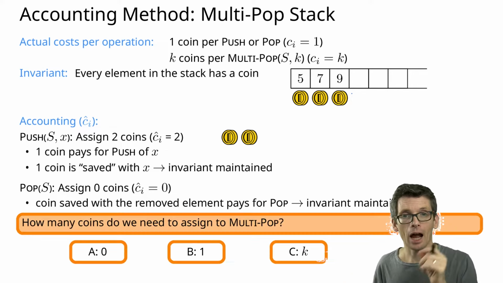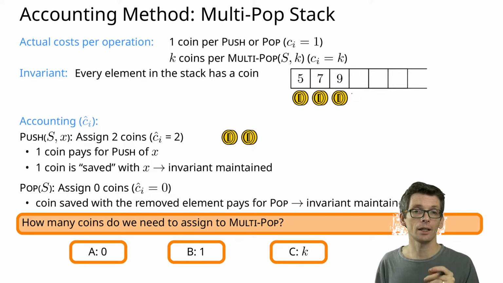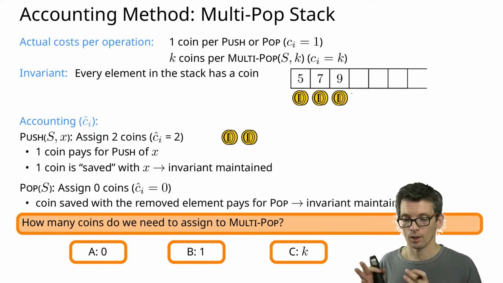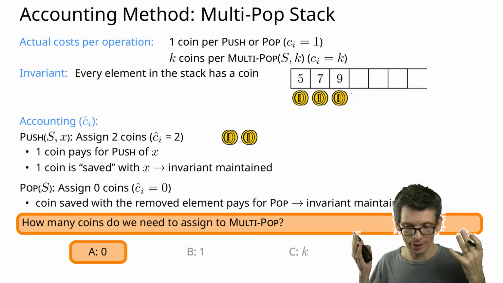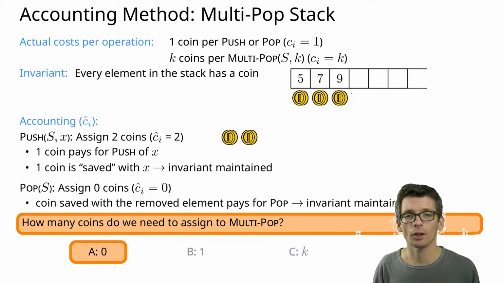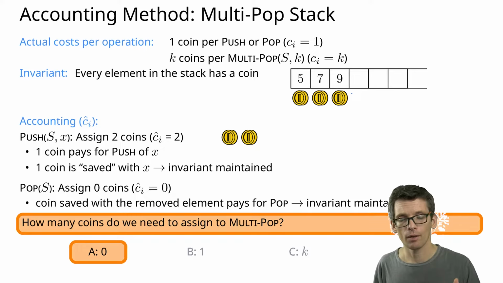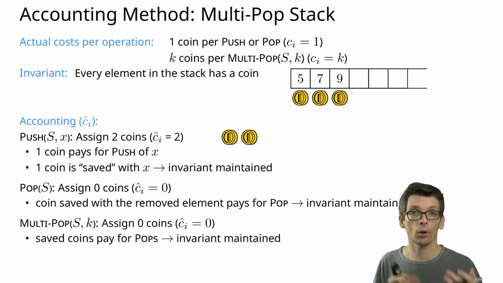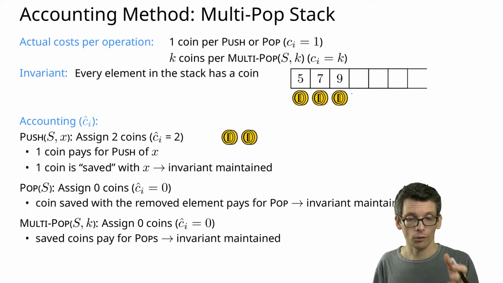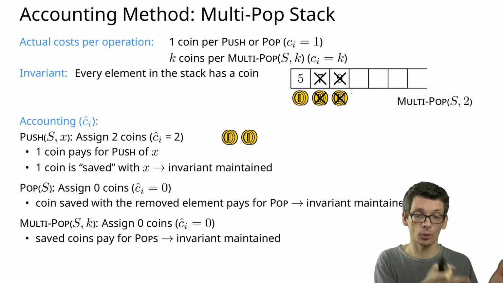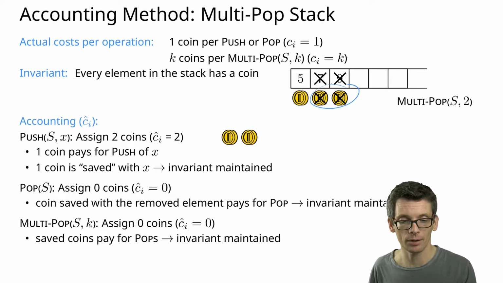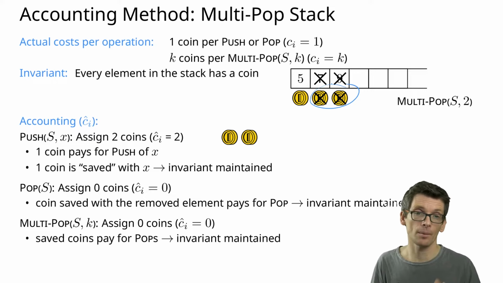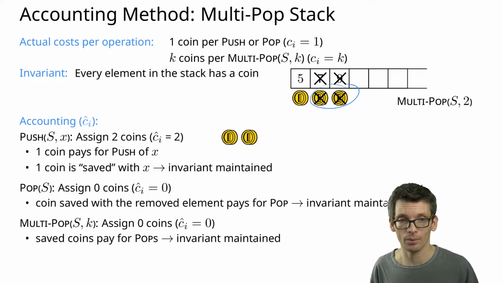Small quiz: how many coins do I need to assign to multipop? 0, 1, or k? The correct answer here is 0, just like the pop, because the same argument holds. Even for a multipop, we can simply pay with the coins that we already saved. So for instance, if I do multipop with k being 2 here, meaning I'm popping two elements, those two elements have coins saved with them, so those can be used to pay for the multipop.